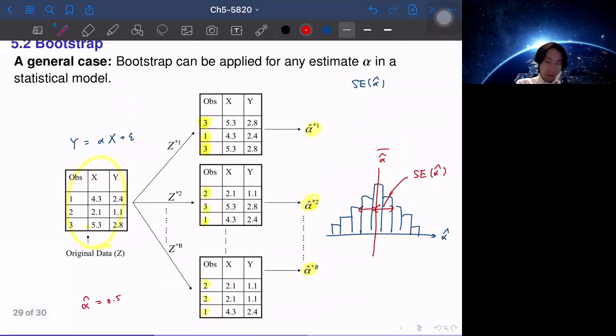Yeah, so again, the observation itself doesn't change. The first observation is here, and the second observation is here. So the observation itself does not change. Just the choice of observations is different.